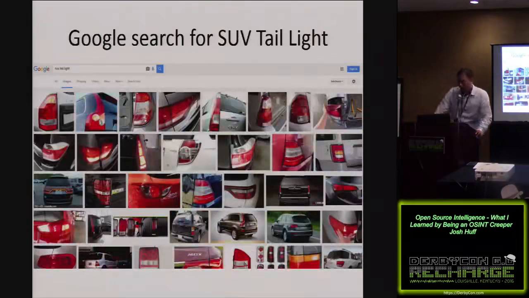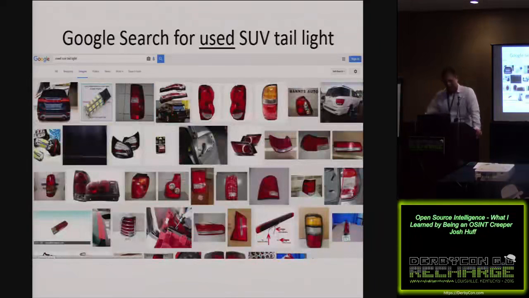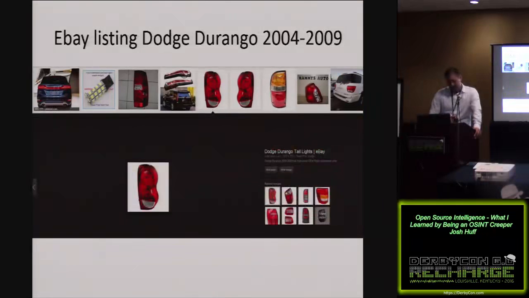Quick Google search for an SUV taillight. I was looking for kind of a distinctive half moon shape that you can see down in the reflection. There's a few of them on here that are kind of close, but no cigar. We'll refine it just a little bit. Throw in a used SUV taillight. I think it's the fifth one on the top there, was a dead hit when we looked at it in the picture a little closer. Click on that guy, we got an eBay listing for a Dodge Durango 2004 to 2009.